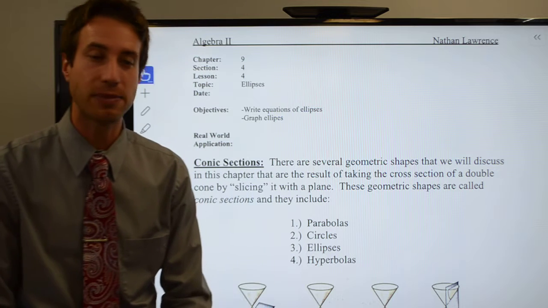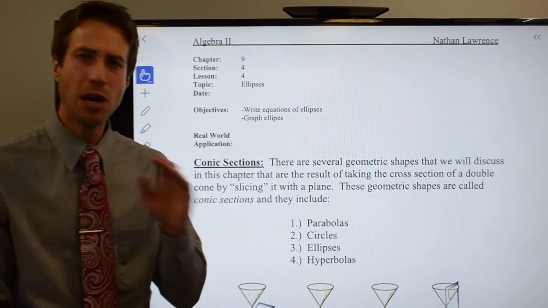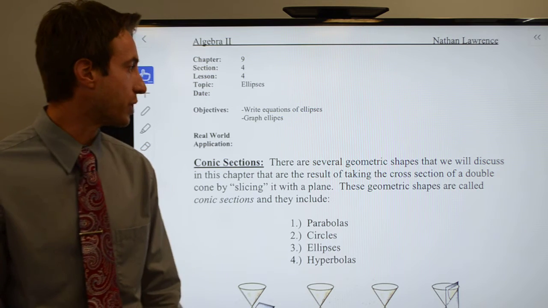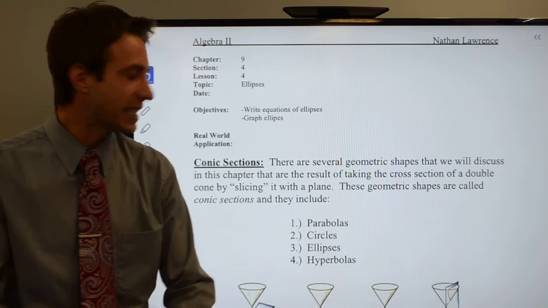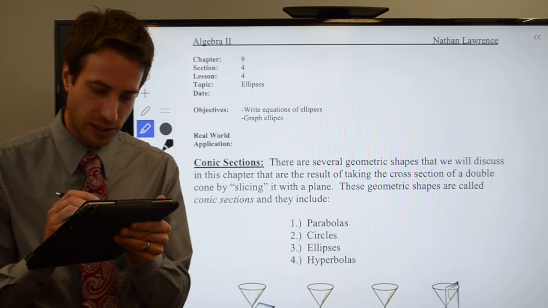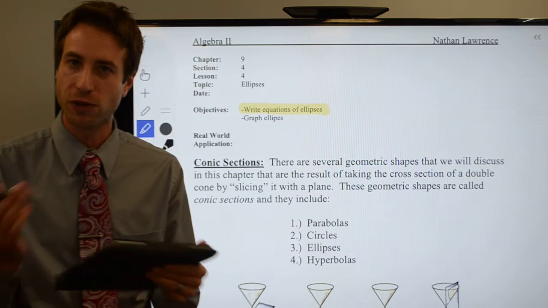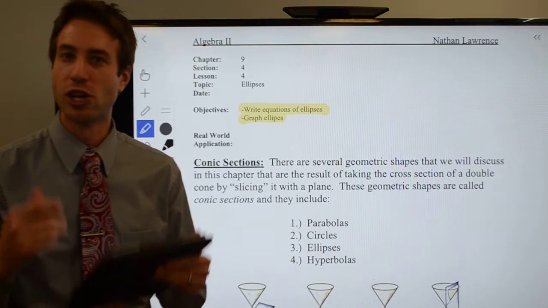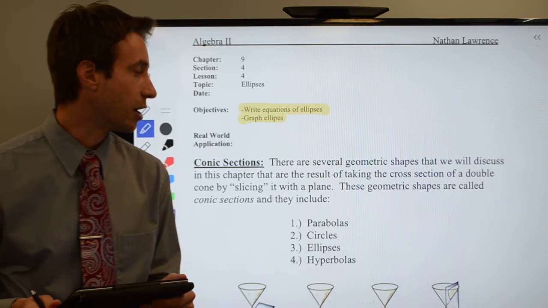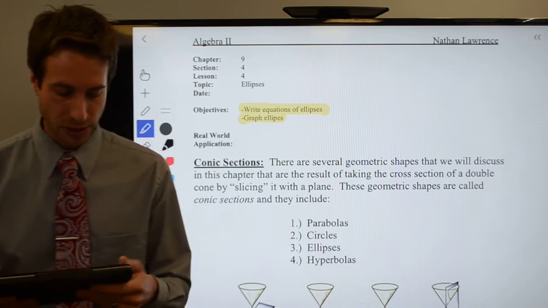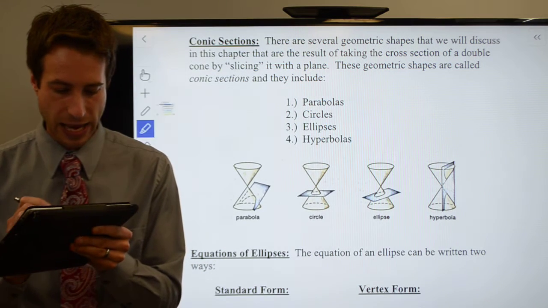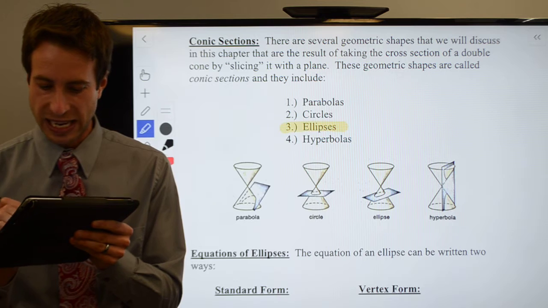We're going to do the exact same thing here for ellipses, but a couple of objectives or learning targets to help us focus as we go through these notes. You'll need to be able to write the equation of an ellipse, just like what we've seen before for circles and parabolas. And you'll need to be able to graph ellipses, just like before for circles and parabolas. Let me slide on up here. Again, we're working on conic sections, and now we have come to number 3, ellipses.